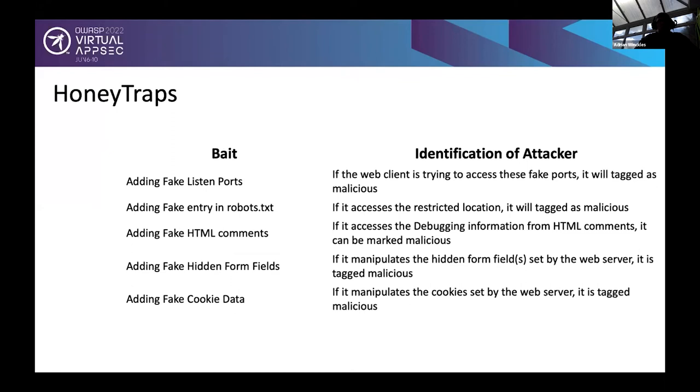So what we plan to do with honey traps is add fake listening ports. And if an attacker is trying to access them, then there might be a presumption they could be malicious. Adding fake entries in robots.txt, and if anyone accesses that restricted location, again, it raises suspicions. Adding fake HTML comments, and if someone reacts to those fake HTML comments, again, you could tag as potentially being malicious. If we add fake hidden form fields, triggers on them means someone's looking into the HTML and trying to action things. And adding fake cookie data, and if the cookies are manipulated, again, it could be inferred as malicious.